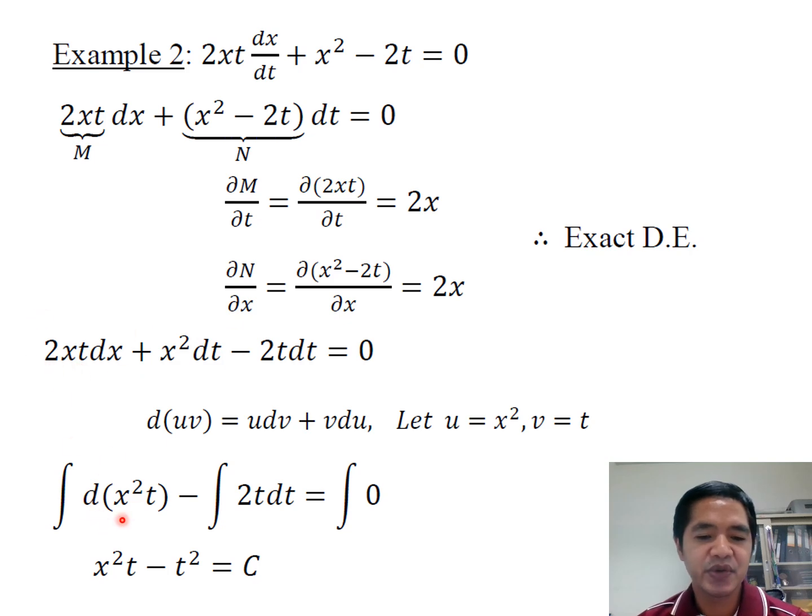You're going to get this result. So that means u and v is x squared times t, and the rest of the term is minus 2t dt here. So you do the simple integration here, you get t squared, right? That minus, don't forget it. And this is the final answer, the general solution: x squared times t minus t squared equal to c. Okay, now you learned the first method is the separation equation, and this one is the exact differential equation. Now we're going to learn more methods later.